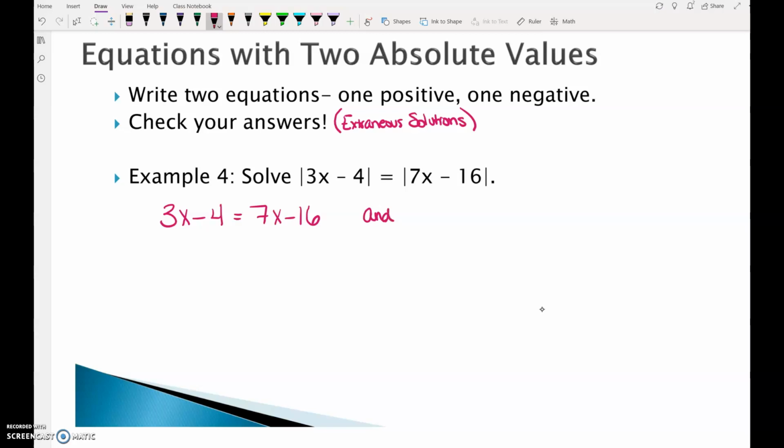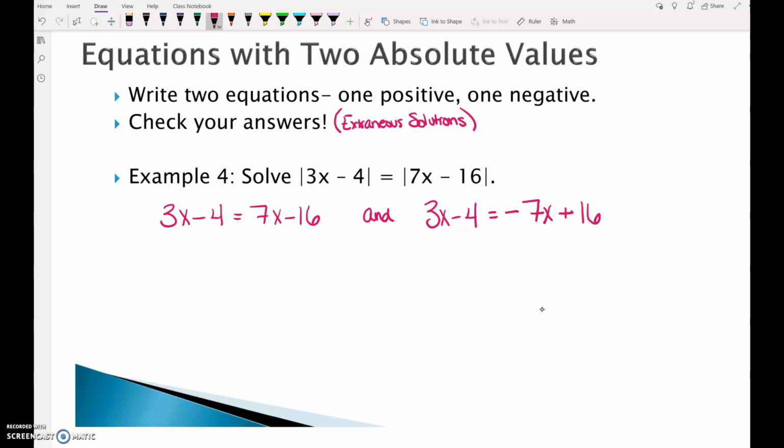Your other equation, keep the left side the same. Notice in all of the absolute value equations we've done, we keep the left side the same. The right side, we need to take the opposite. We need to take the opposite of everything on the right side. So instead of positive 7x, we will have negative 7x. And instead of minus 16, we will have plus 16.